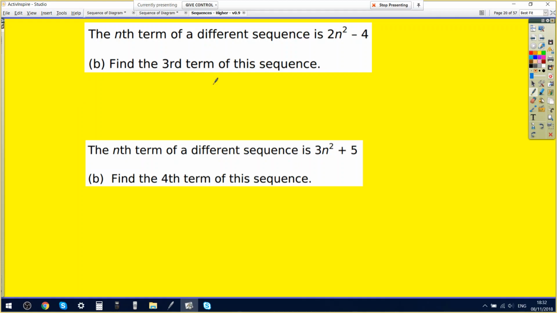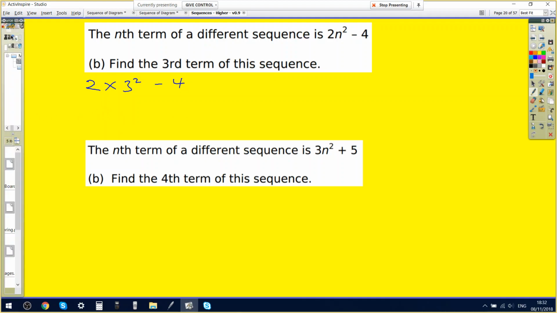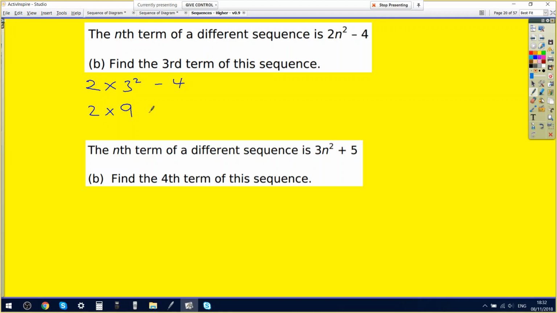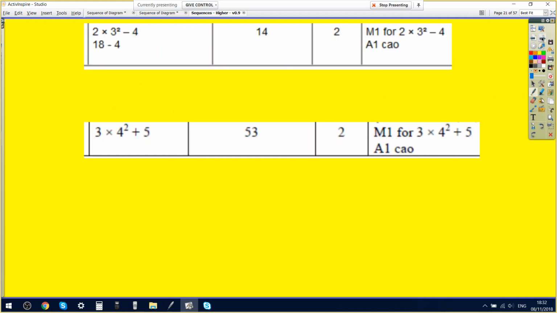Would it be 2 times 3 squared take away 4? 3 squared is... 9. Well done. 2 times 9 is 18, take away 4 is 14. Brilliant. You use BIDMAS. And the one down the bottom doesn't look any more challenging. I think you'll be fine for that.